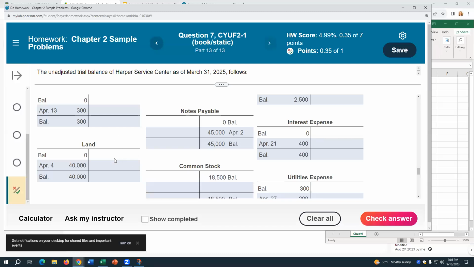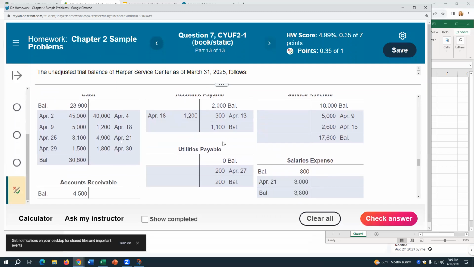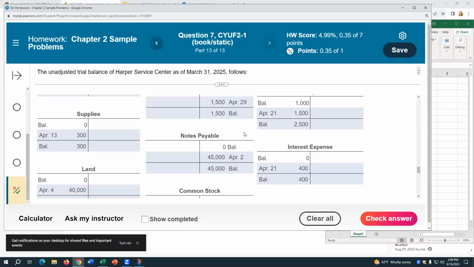Now we're switching over to liabilities, so make sure you put these in as credits, right? So the accounts payable was 1,100. And then utilities payable was 200. The unearned revenue was 1,500.